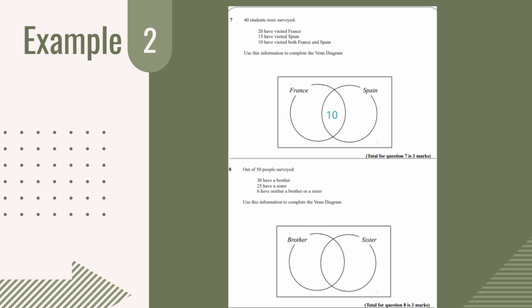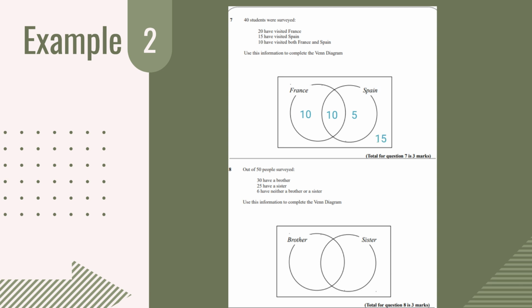Now, as 20 people have visited France, and we already know 10 of them, that means the people who have only gone to France must be 10. And as 15 have visited Spain, and we've already got 10 as it overlaps with France, we know the people who have only been to Spain is 5. Now, we know 40 people were surveyed, and we've got 10, 10, and 5, which sums to 25, meaning we're missing 15.